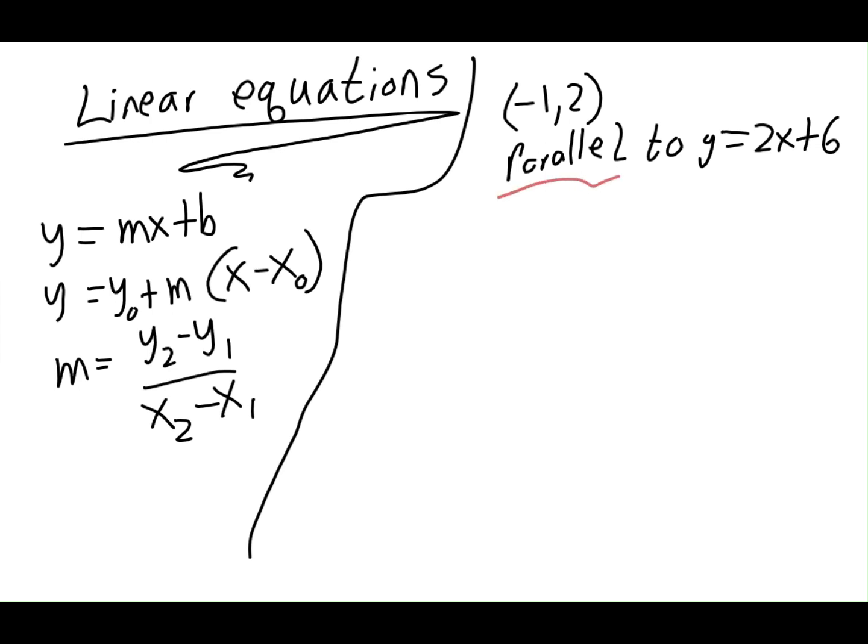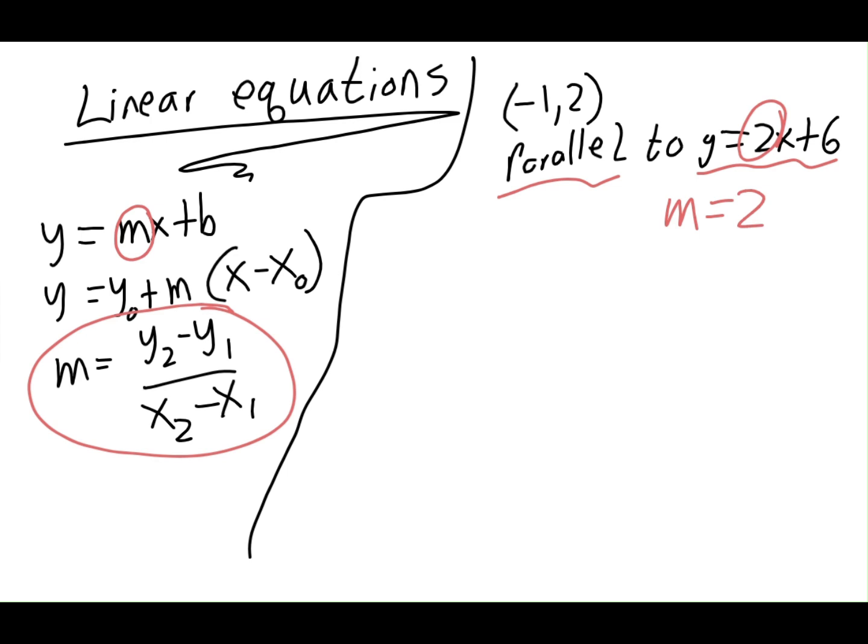So what we need to do is first note, what does parallel mean? It means the same slope. That's what parallel means. It will have the same slope as this line here. Well, if you look at this line, it's in mx plus b form, so the slope is 2. So when I said parallel to y equals 2x plus 6, that means the same thing as saying the slope is 2.